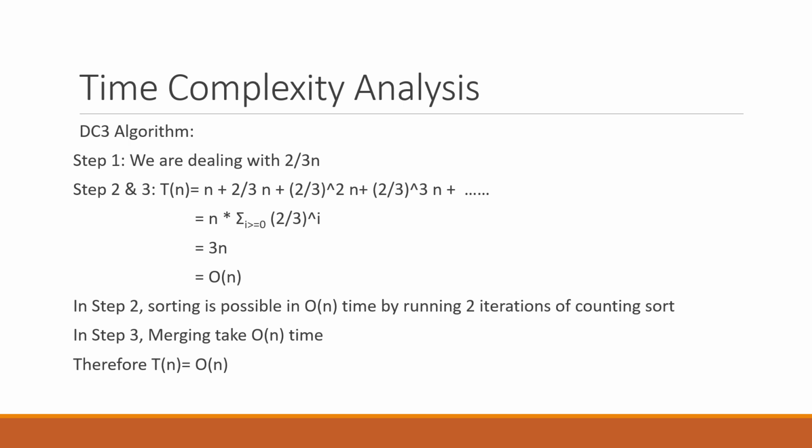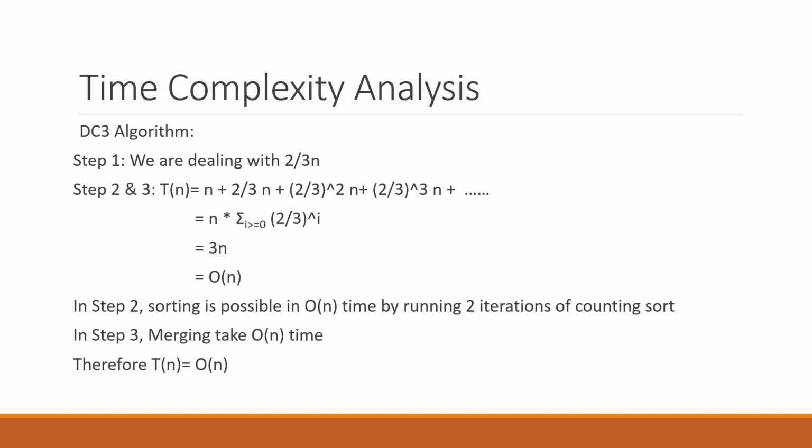Step 1 is computing the rank array for non-multiples of 3. Here we deal with 2/3 of the numbers, that is 2n over 3. Step 2 is inducing the rank for the remaining suffixes, that is the suffixes that are multiples of 3. Here we are just dealing with n over 3 numbers. In step 2, sorting is possible in O(n) time by running 2 iterations of count sort, first sorting by the second component and then by the first alphabet component. So at the top level, step 2 and step 3, the merging step, would take n time.